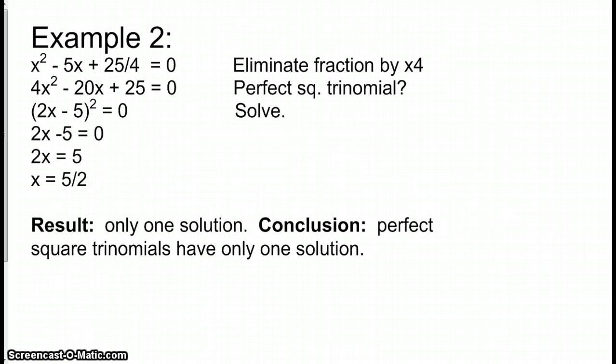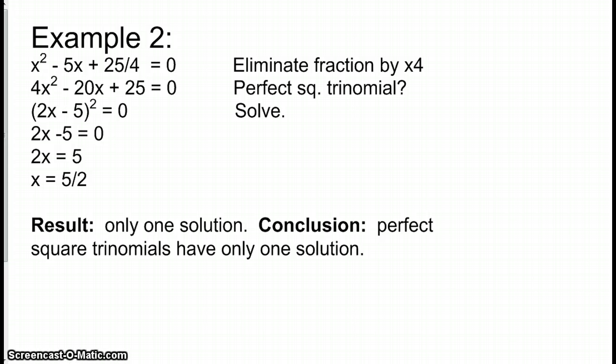Okay, let's take a look at this again. Another example, x squared minus 5x plus 25/4. Okay, get rid of the fractions. Multiply by 4. You get 4x squared minus 20x plus 25. Is it a perfect square trinomial? It is. Okay, it meets the criteria. Take the square root of the first, subtract the square root of the last, square it. But because you have two identical factors, you only have to solve this once. Only set one equal to 0. Your answer is 5/2. Okay? You see the result here is you only get one solution when you have a perfect square trinomial.